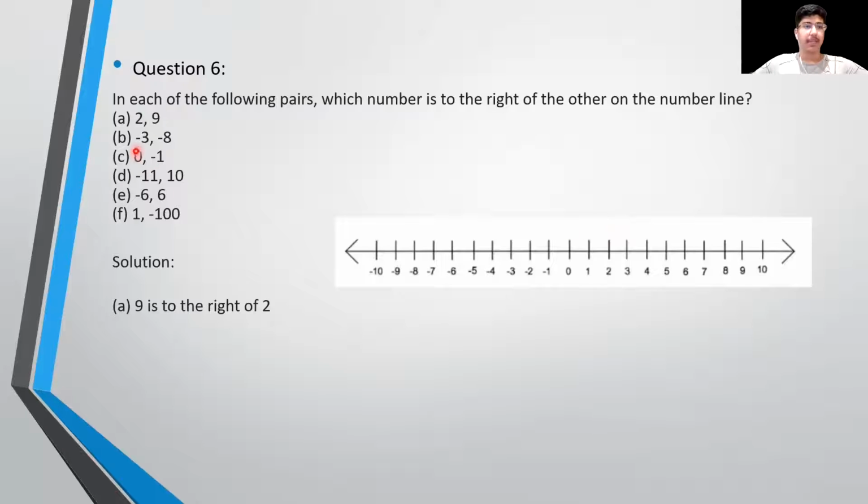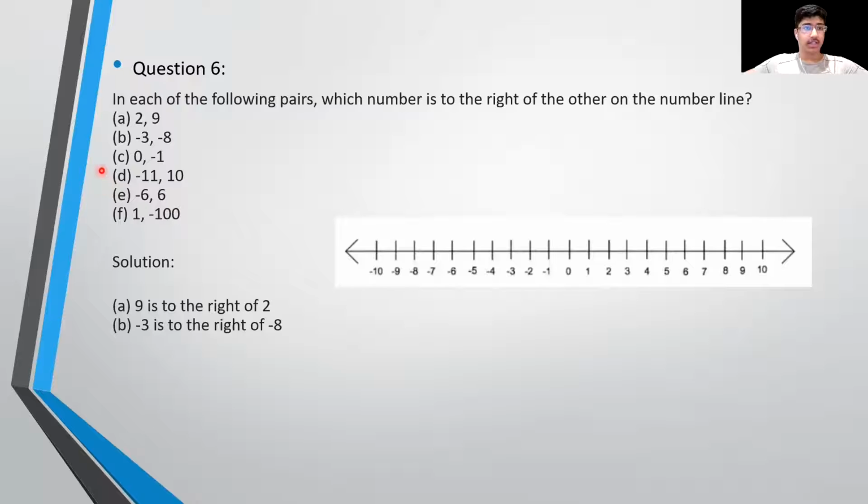All right, B. Minus 3 and minus 8. So minus 3 is here, minus 8 is over here. And if we take from the minus 8 perspective, minus 3 is to the right, whereas if we take minus 3's perspective, minus 8 is to the left. So since they are asking to the right, minus 3 is going to be on the right of minus 8.